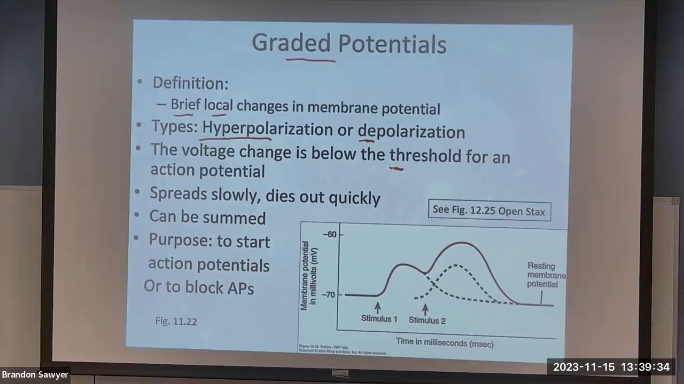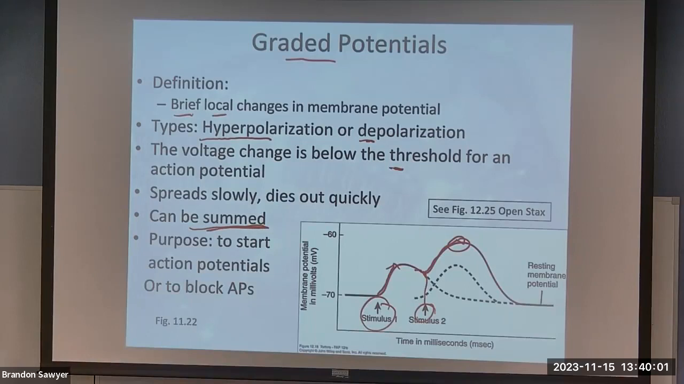And that's pretty much what that's showing here. If we get one stimulus, it depolarizes a little bit. Okay, and then it starts falling back down, but before it can go down too far, we get our second stimulus, and then that can build on the next one. And so that's what this is referring to. They can be summed, right? We can add multiple graded potentials together to get more stimulus. Okay, and this is how we start action potentials.